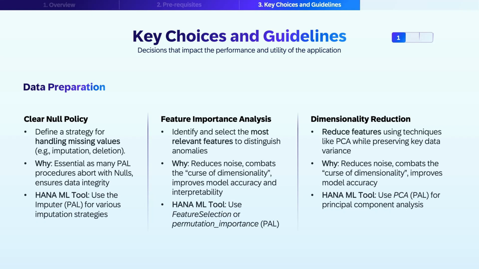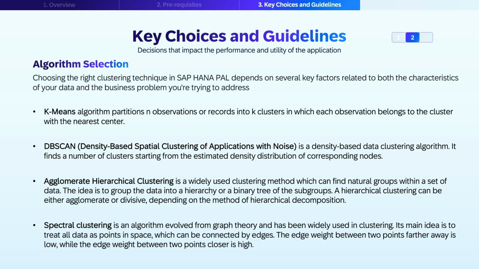This can reduce noise, speed up training, and improve detection accuracy. Systematically applying these techniques, number policy, feature importance, and dimensionality reduction enhances clustering in SAP HANA. SAP HANA Predictive Analysis Library offers a wide range of clustering algorithms.